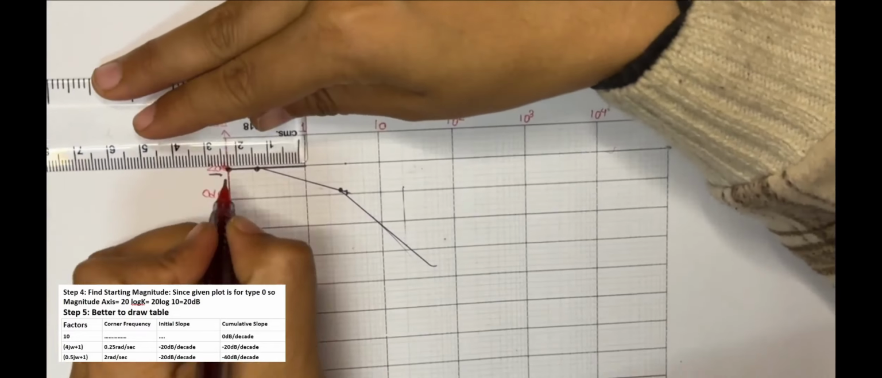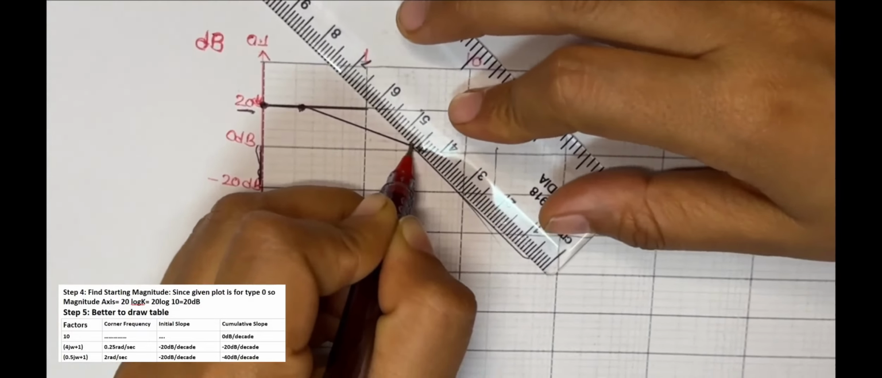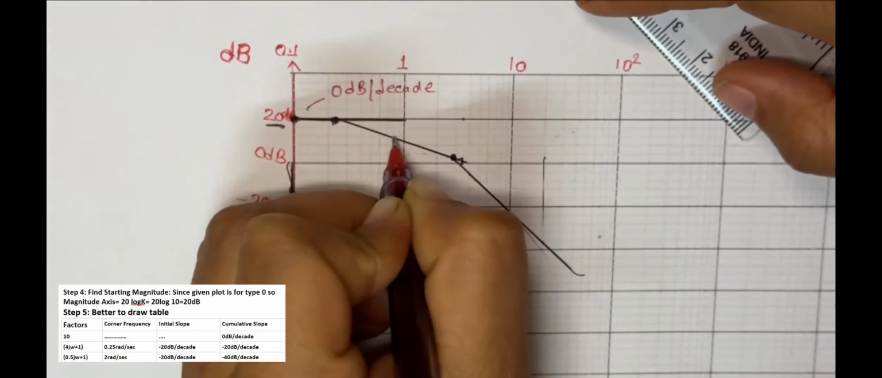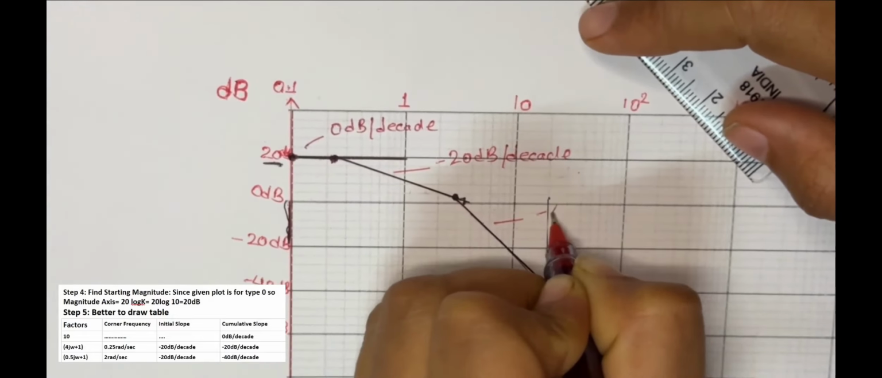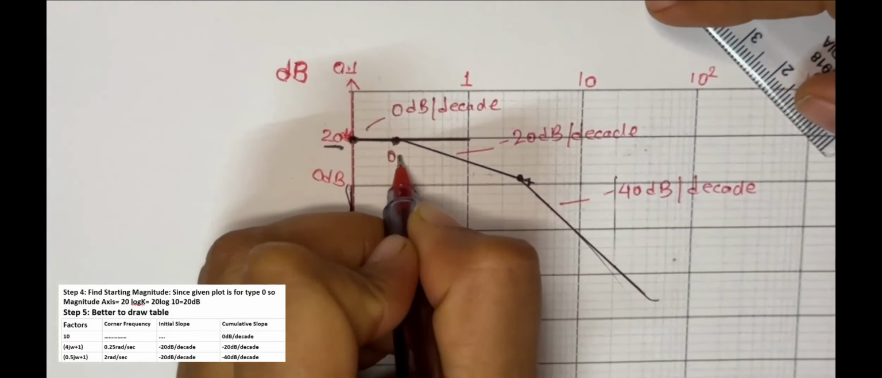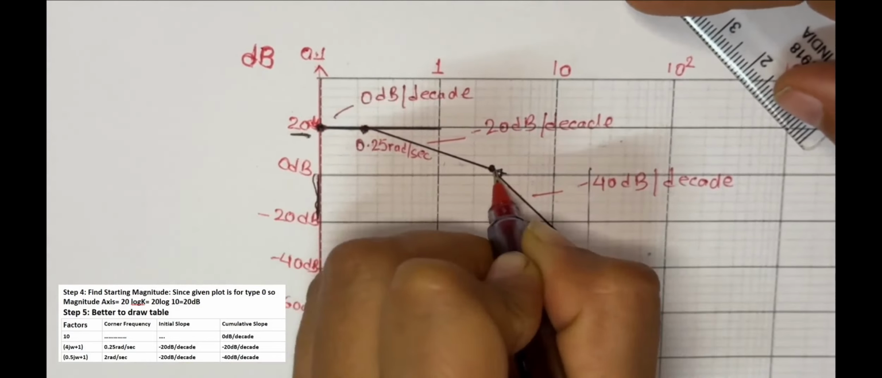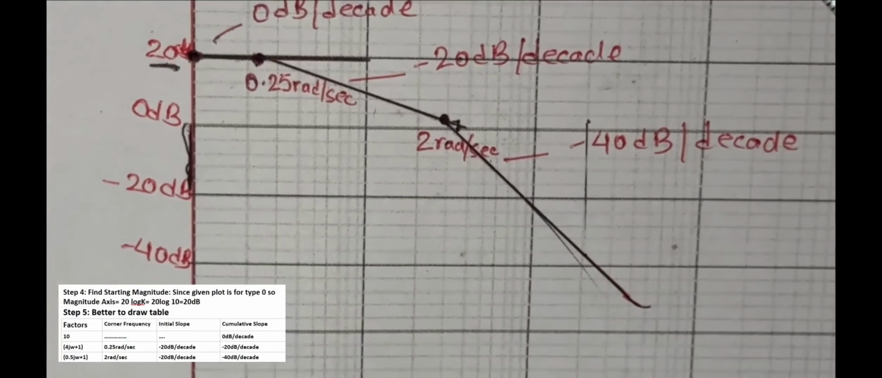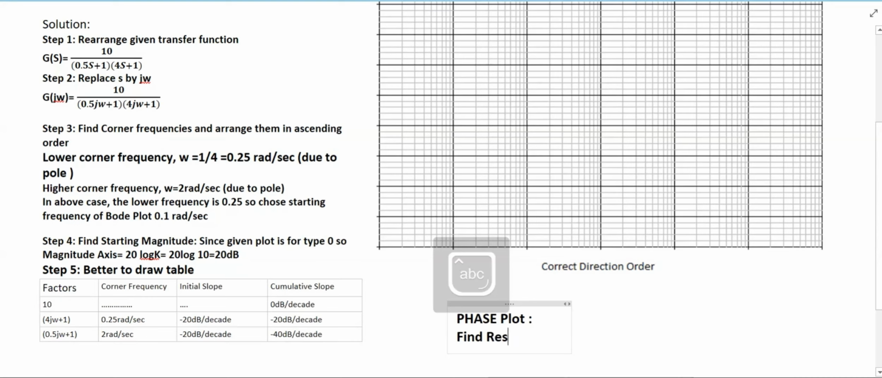Now after drawing the complete graph, that's how our real Bode magnitude plot is shown, which was initially 0 dB per decade and then minus 20 dB per decade and then minus 40 dB per decade as shown in the graph. Then the initial magnitude was 20 dB and then the next corner frequency was 0.25 radian per second and the next was 2 radian per second. That's how you can draw the magnitude plot of the type 0 system.